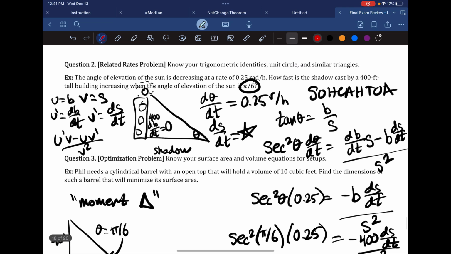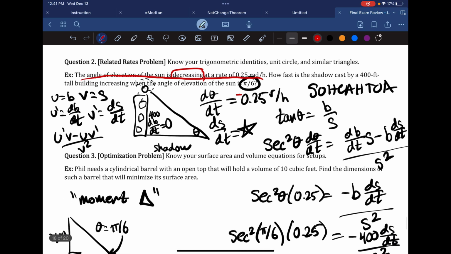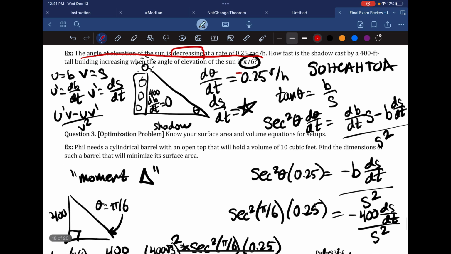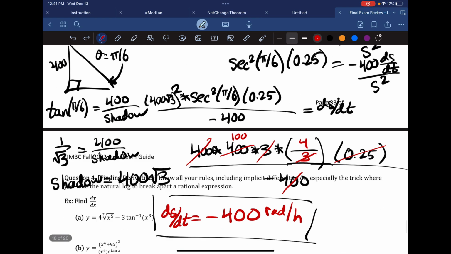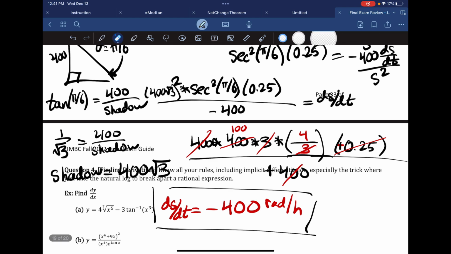One thing I missed, and be careful about this, is it says the angle of elevation of the sun is decreasing at a rate of 0.25 rad per hour. So there needs to be a negative sign here, and basically everywhere there needs to be a negative sign. But the only place it really impacts stuff is here. So this would be a negative, and this negative would cancel with this negative, and we would get a positive 400 rad per hour.